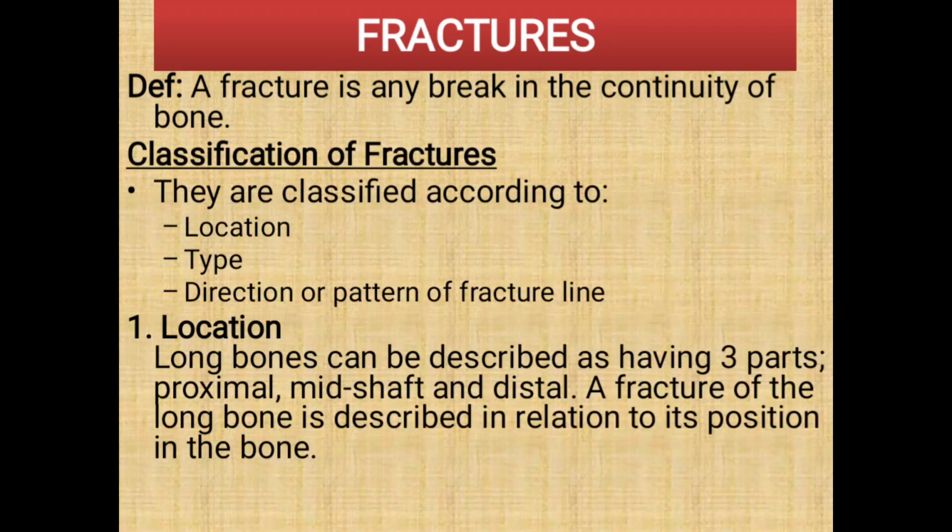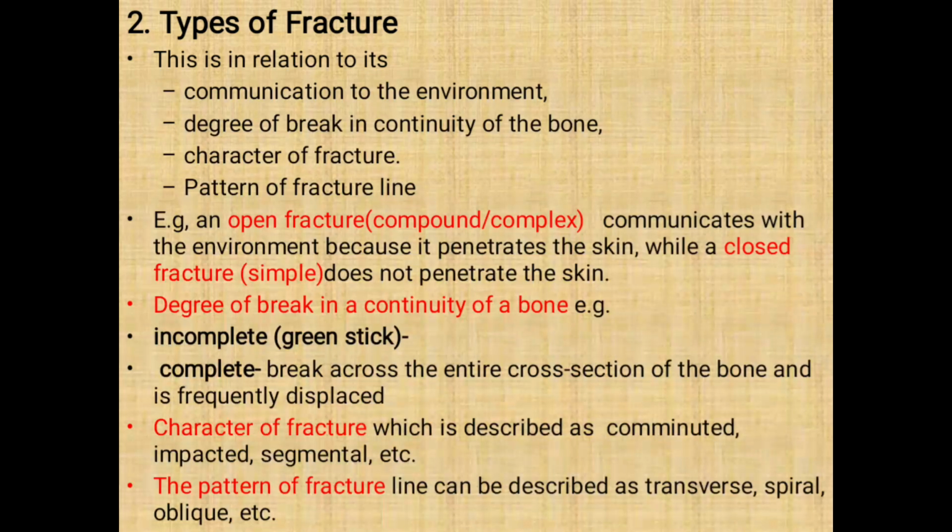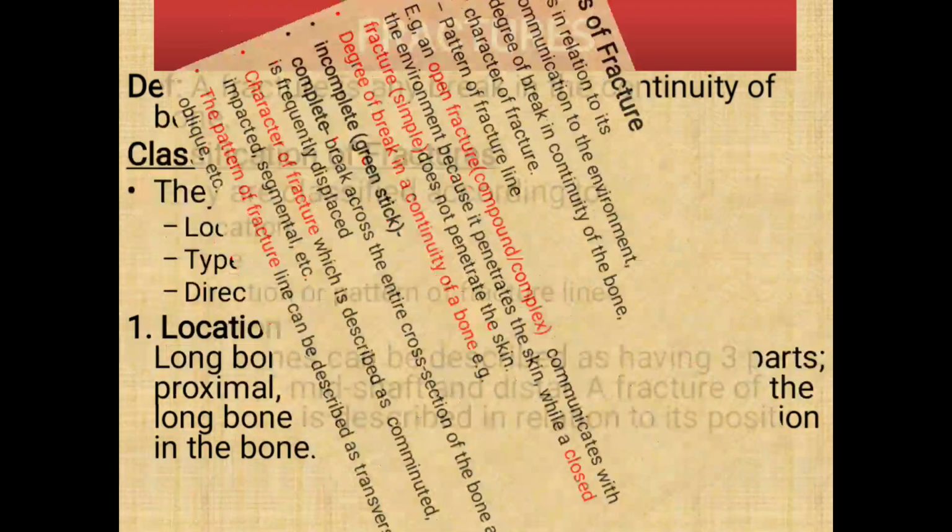Location: long bones can be described as having three parts. Proximal is the lower part, isn't it? Front or lower. The mid shaft is in the middle, around there. Then the distal is the upper or back. A fracture of the long bone can be described in relation to its position in the bone. So there is proximal, distal and mid shaft.